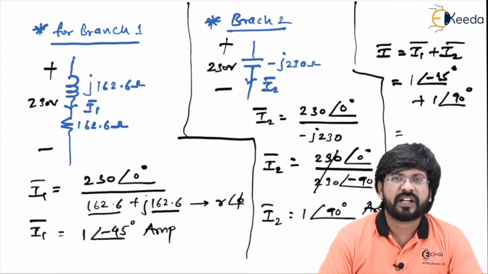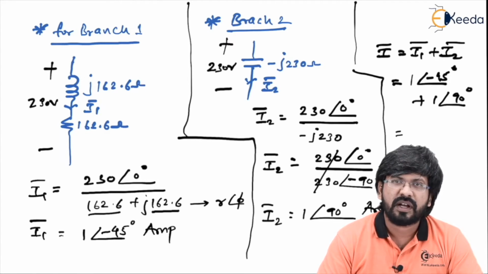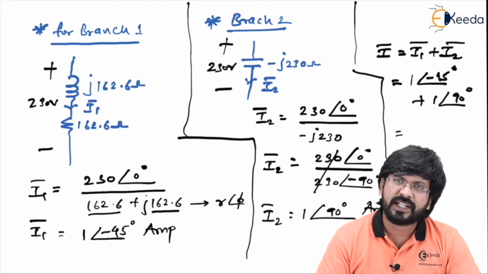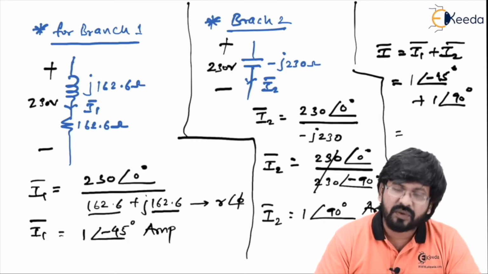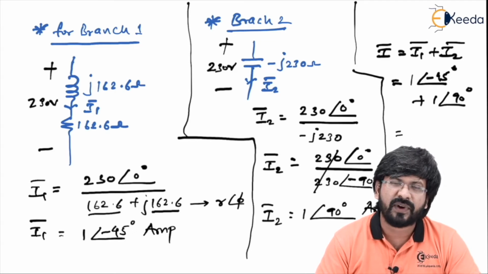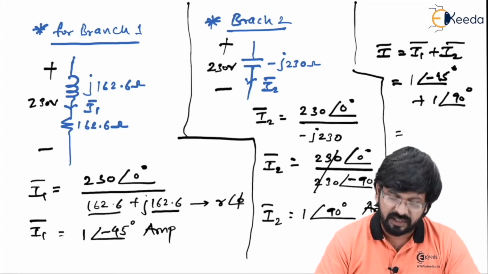We know when it comes to addition, polar forms are not suitable. What is suitable? Of course, rectangular form. So just convert 1 at an angle of minus 45 degree into rectangular form, as well as convert 1 at an angle of 90 degree into rectangular form, and then do the addition. Once you do the addition, you'll get a final rectangular answer. Convert the final rectangular answer into polar answer again.